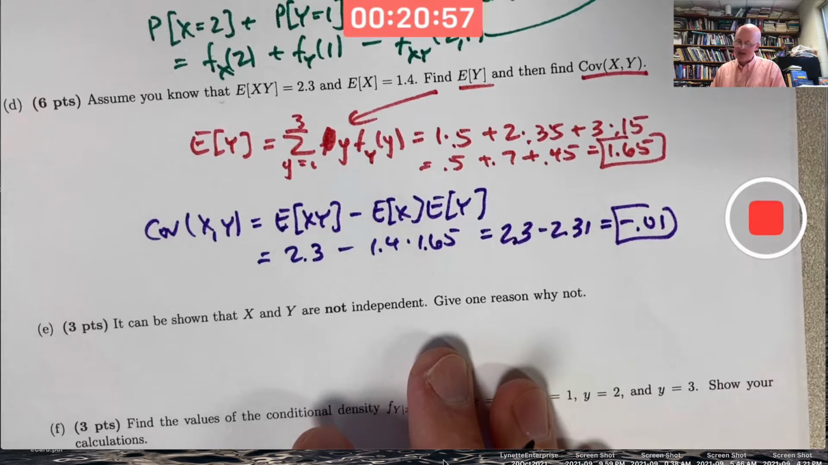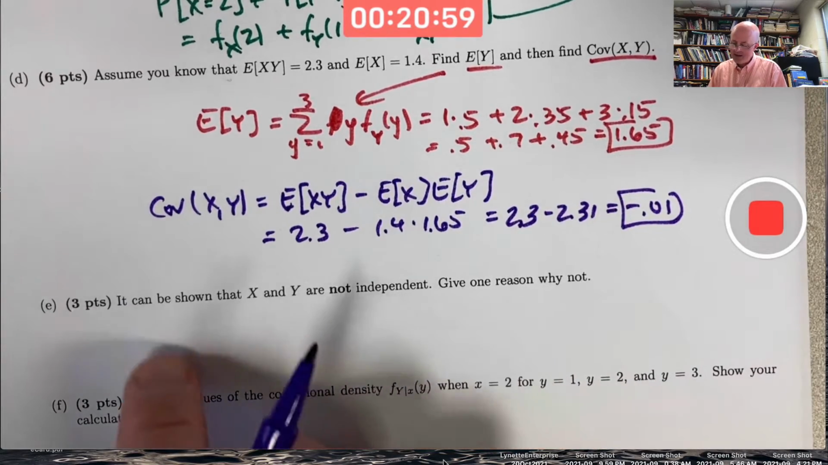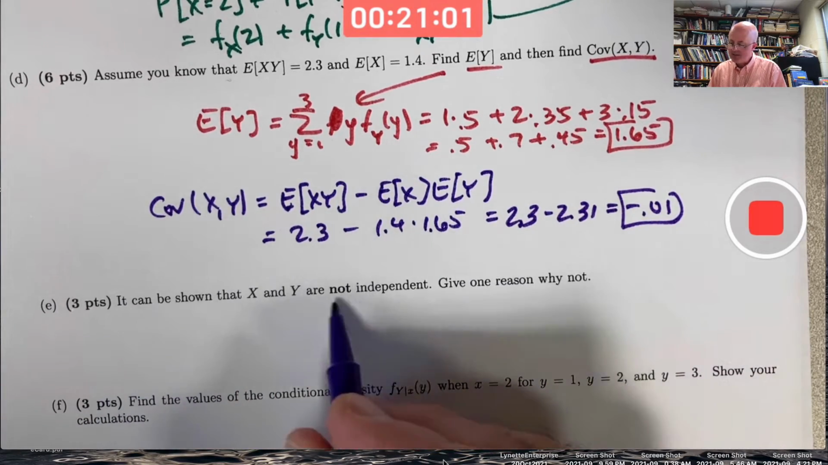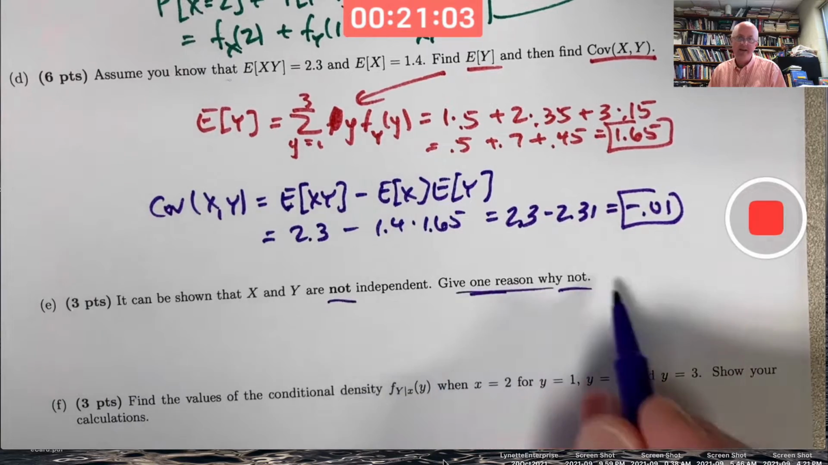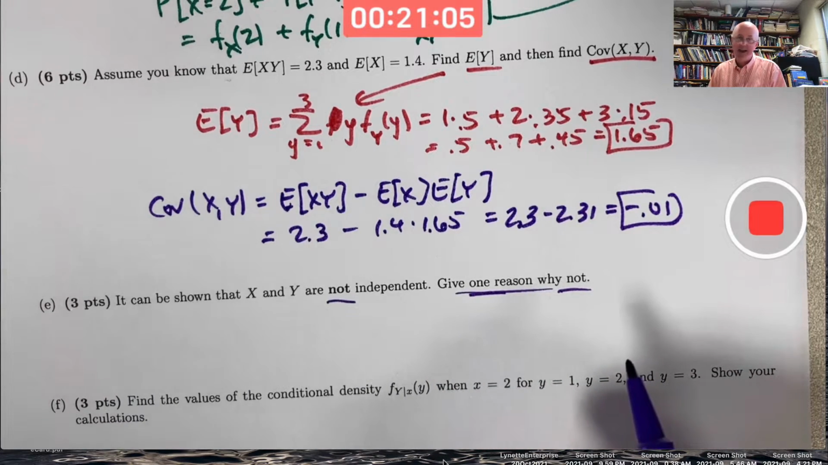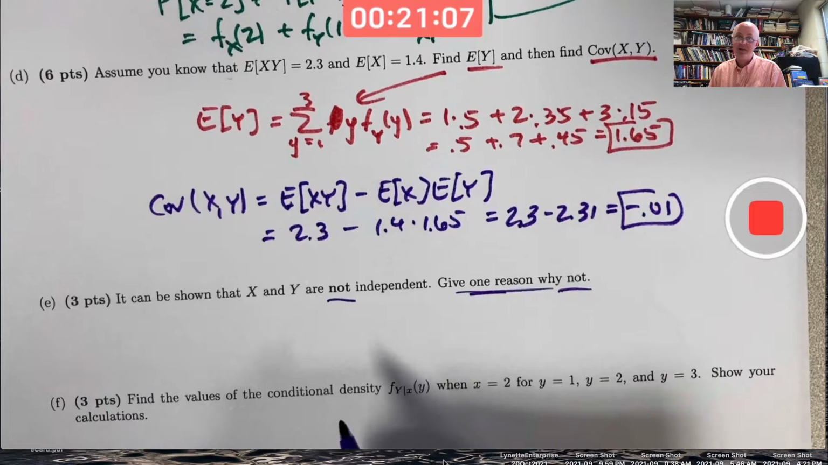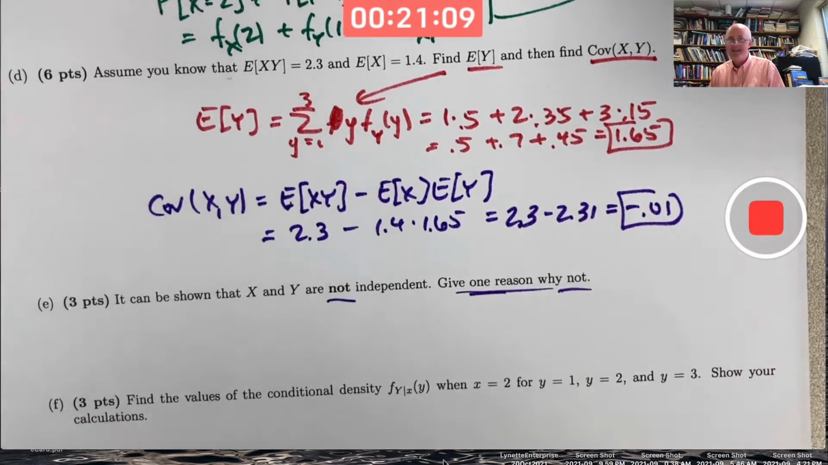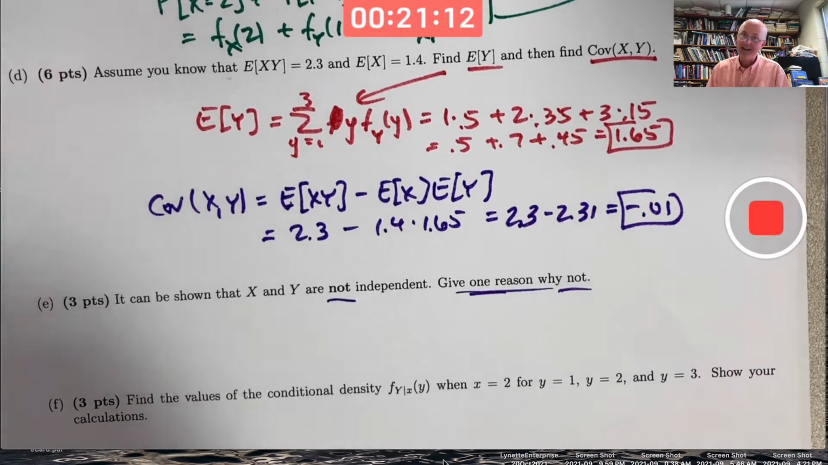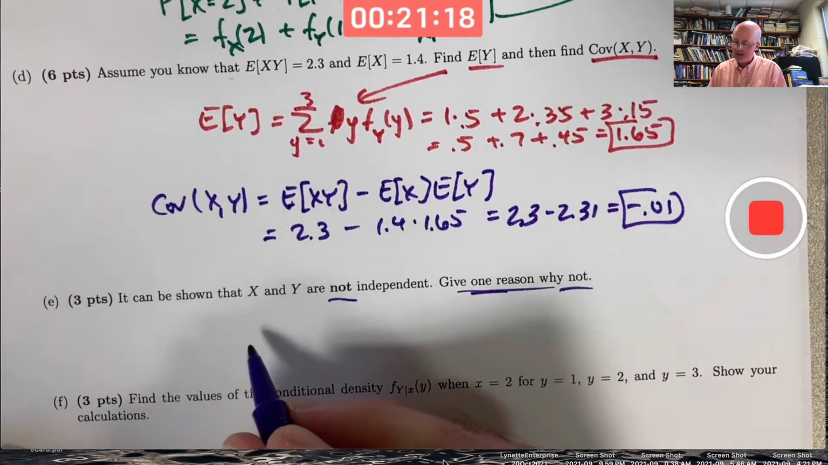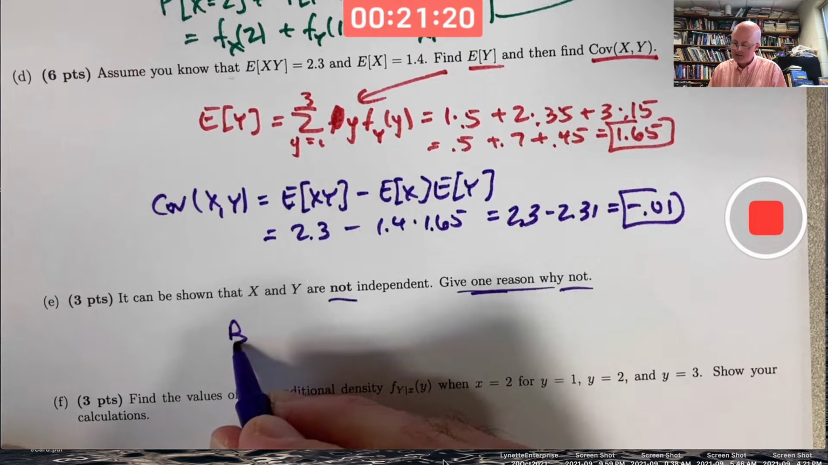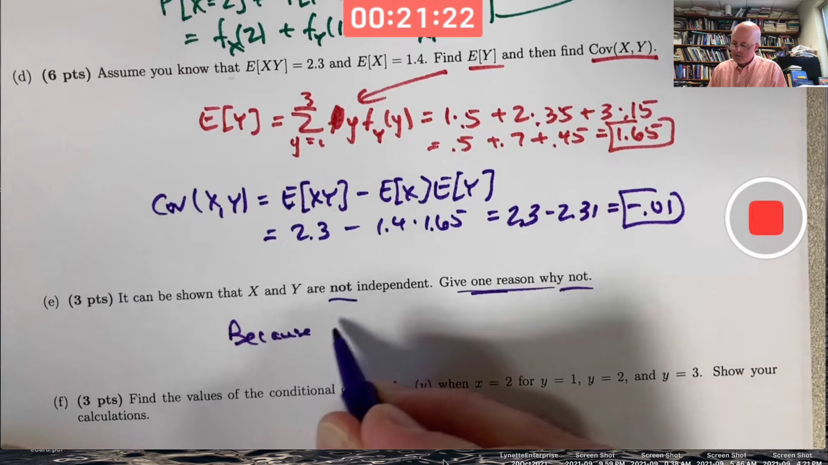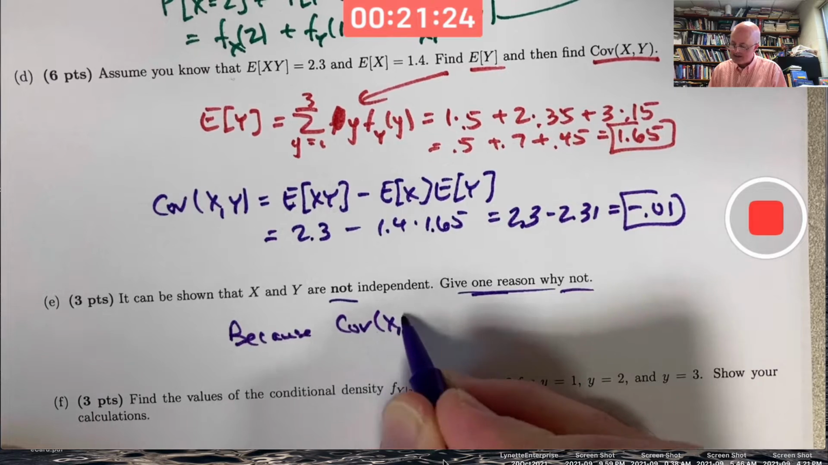That doesn't typically happen. I say here in E that x and y are not independent. Give one reason why not. And a good enough reason is that the covariance is non-zero. Even though it's really close to 0, it's still technically not equal to 0, and it's not a rounding error or something. So because of that, that's enough to say that x and y are not independent, because the covariance of x and y is non-zero.